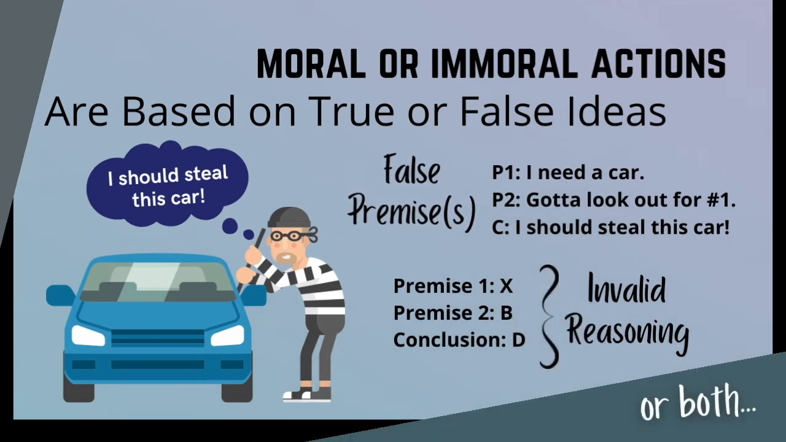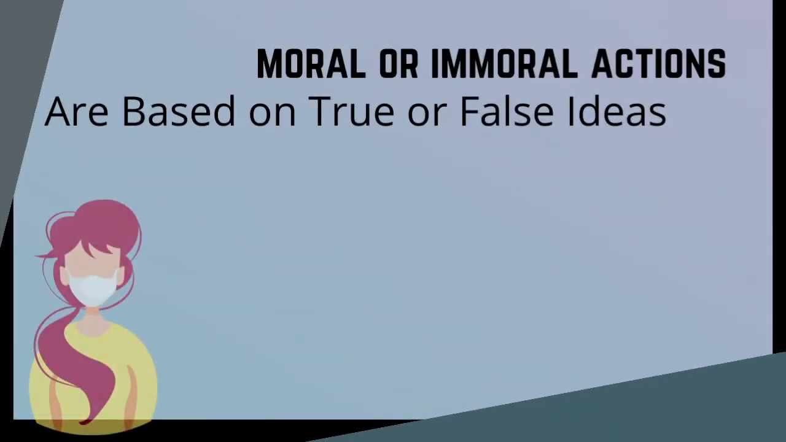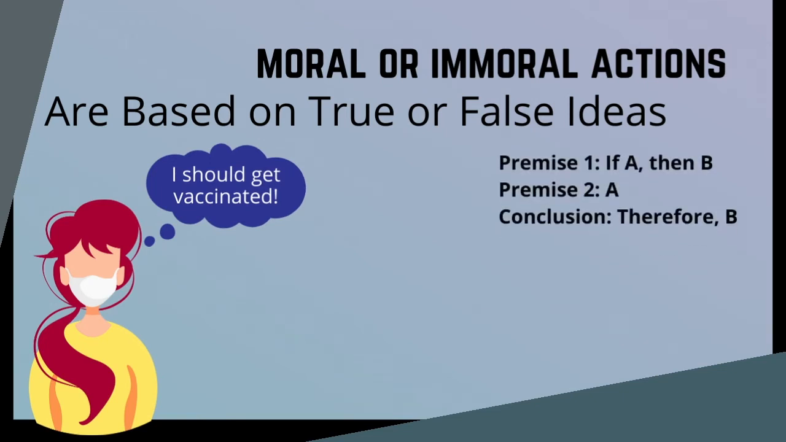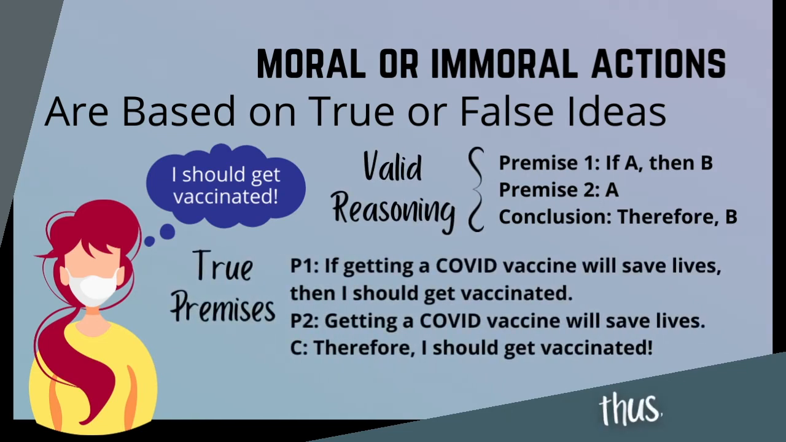For a positive example, consider the action of getting vaccinated against COVID-19. This action is pretty directly based on an idea that can be represented by the statement, I should get vaccinated. If getting vaccinated is moral, and it is, then one should be able to support the proposition, I should get vaccinated, with arguments that are valid in their structure and true in their premises, and thus sound. Taking materialism to heart shows us that morality must have its basis in material reality.